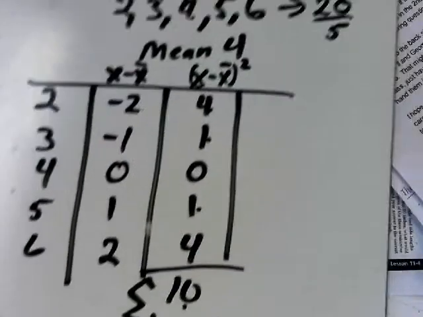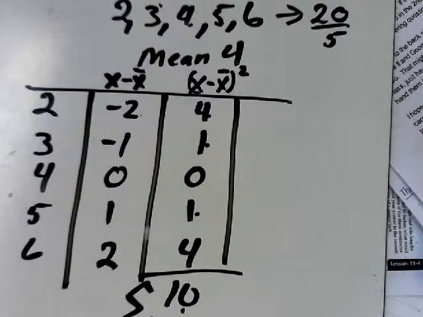Now, can you imagine if you had 10,000 numbers to go through? No, I can imagine it, I can do it. Okay? I give up. Get out your Chromebook.